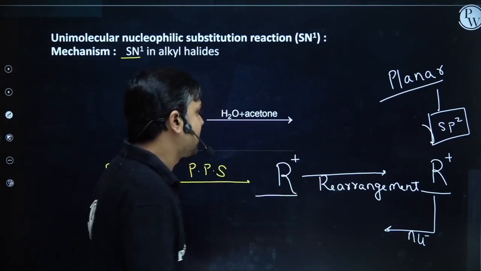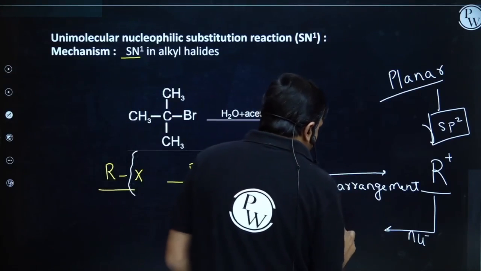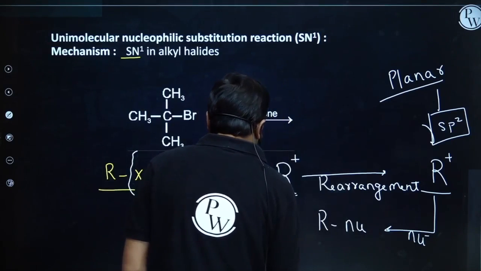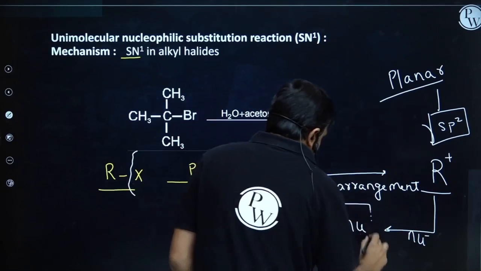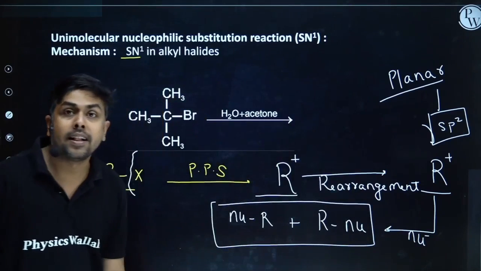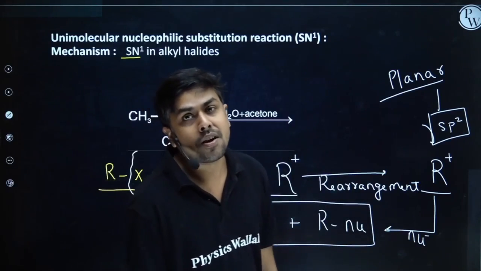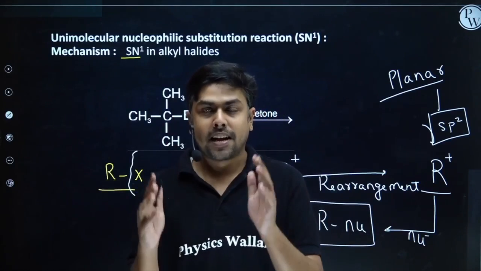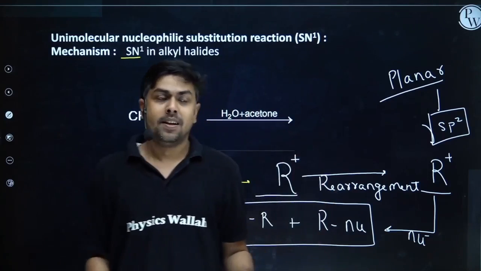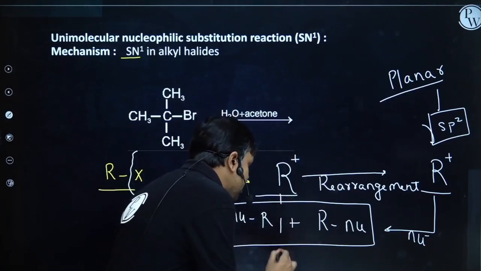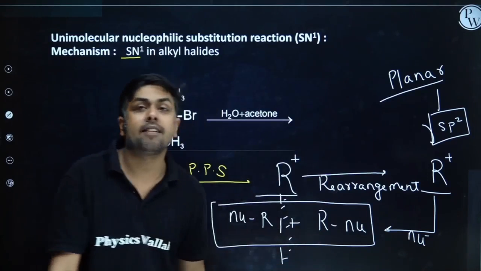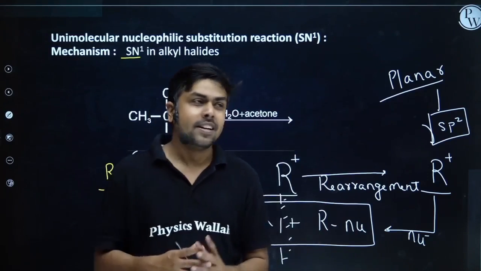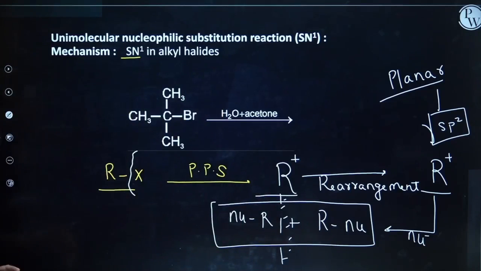So students, the products which we may get are RNu plus NuR. If the product formed is chiral, in that case we will have a racemic mixture. If the product which we are getting is chiral, if it's optically active, then they will be mirror images of each other, and in that case we will have racemization. Am I clear, students? This is how SN1 reaction occurs.